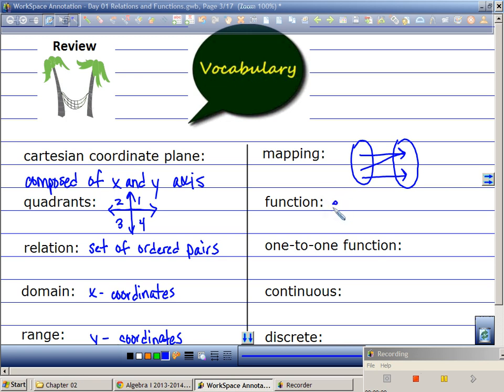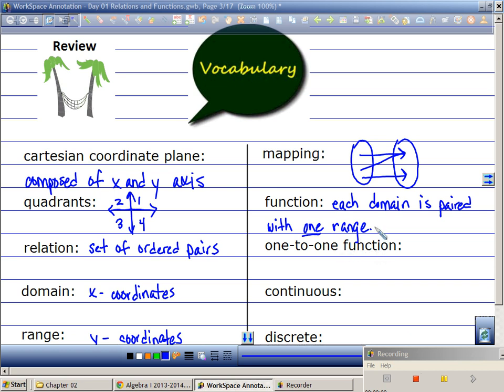A function can be described as each domain is paired with one range. So just like my candy bar example, you can only have one value for a candy bar. Two different candy bars could have the same value, but you can only have one value for a candy bar. Right? It only has one range.